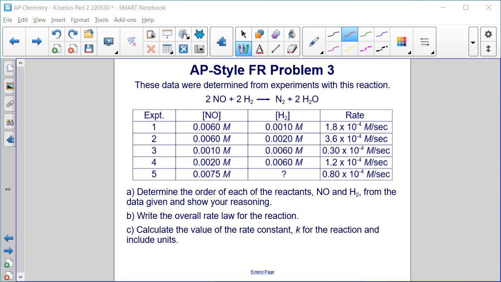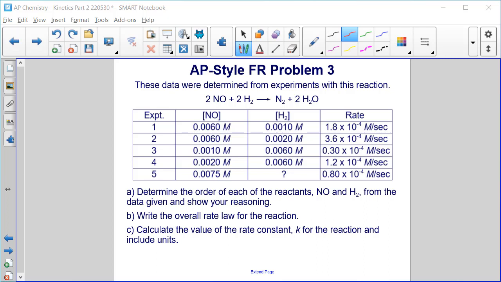AP Style Free Response Problem 3. These data were determined from experiments with this reaction: 2NO plus 2H2 produces N2 plus 2H2O. We have a set of 5 experiments with concentration values and rate values.